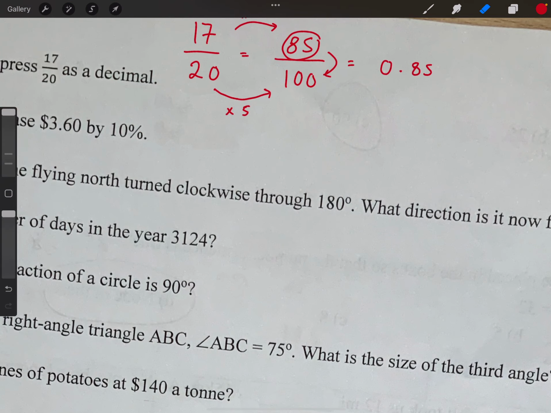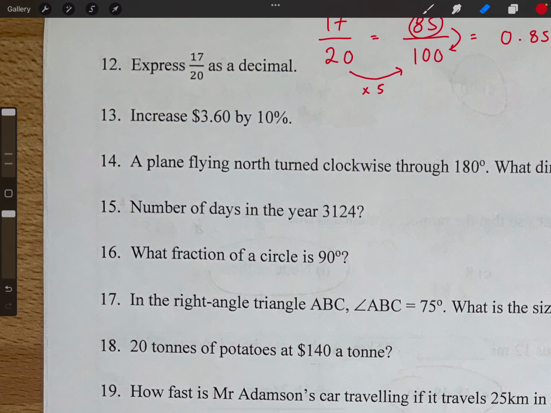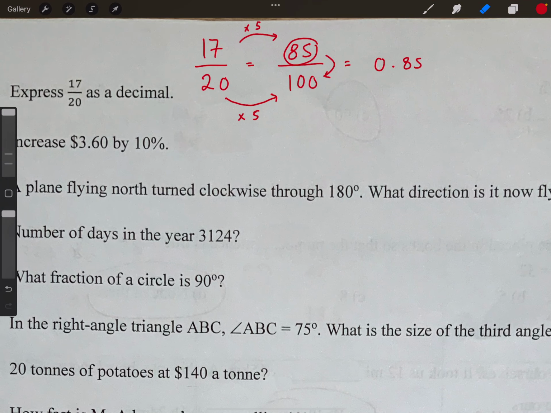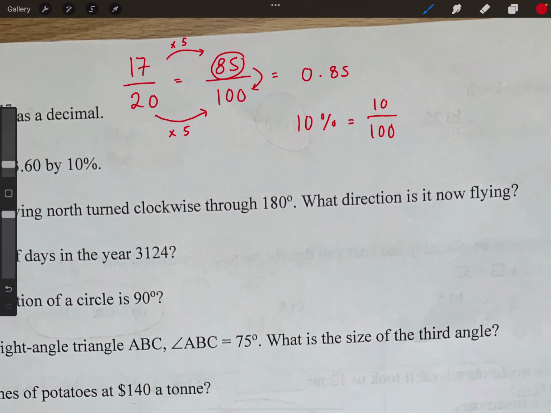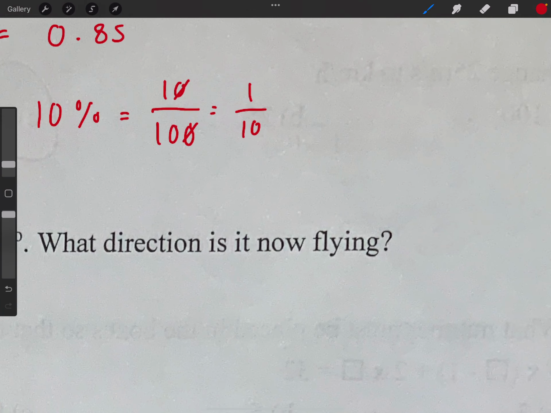Alright, moving on. Increase $3.60 by 10%. So we need to find out what 10% is. Now 10% just means 10 over 100. We're going to put it from percentage into fraction and simplify this. This will be 1 over 10. 1/10 of a number just means take that number divided by 10.